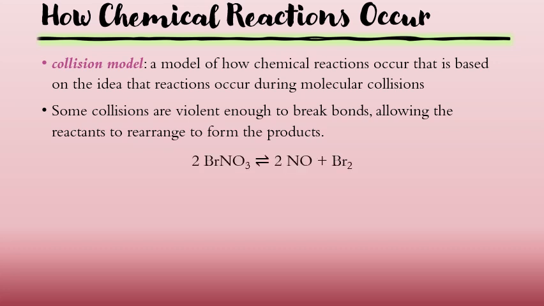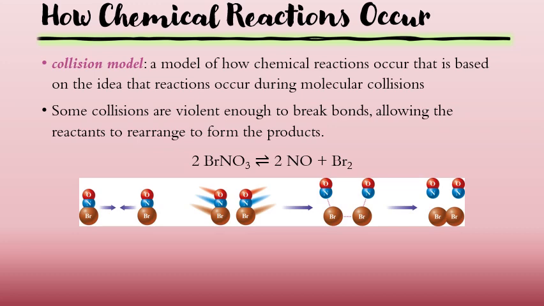Okay, so for example, if we have this reaction, don't worry about those arrows for now, we'll talk about that shortly. But if we have this reaction, two of our reactants produce one nitrogen monoxide and bromine gas. If this is our diagram of what's happening, we can look at each one of these steps and explain it using this idea of collisions.